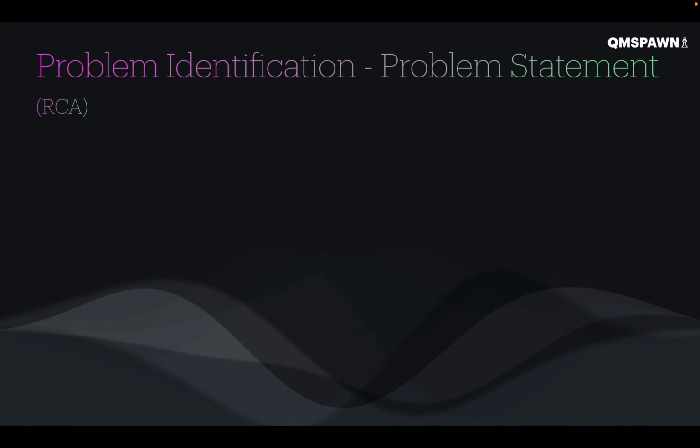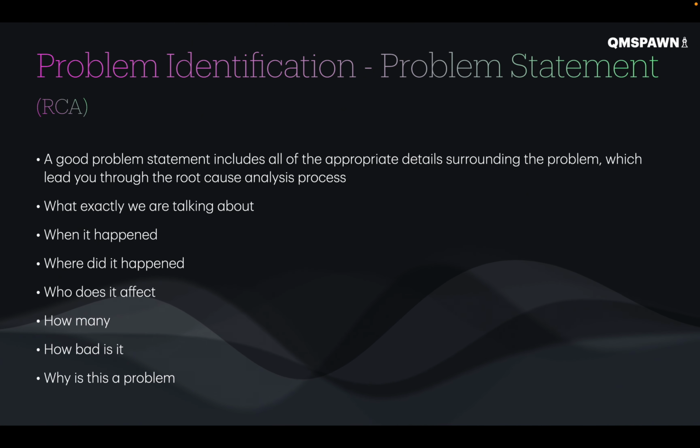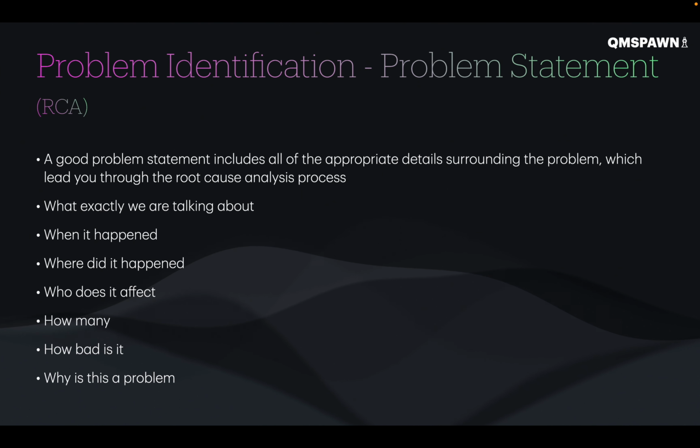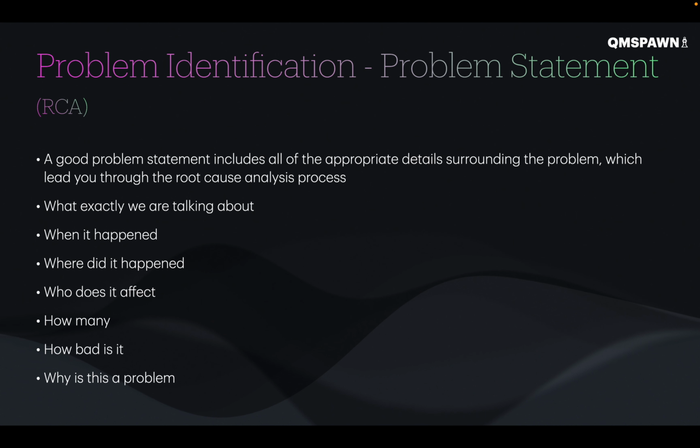And then the last phase of problem identification is to generate a problem statement. A good problem statement includes all the appropriate details surrounding the problem which lead us to the root cause analysis process. So this is a great opportunity to use the 5W2H tool. The 5W2H is what, when, who, where and why, and the 2H are how and how many. So this means what exactly we are facing. When did it happen? Where did it occur? Maybe a location or a specific machine or a place, and like that you can generate a specific problem statement.